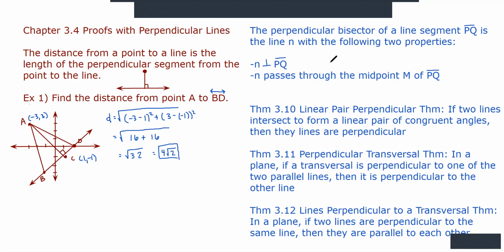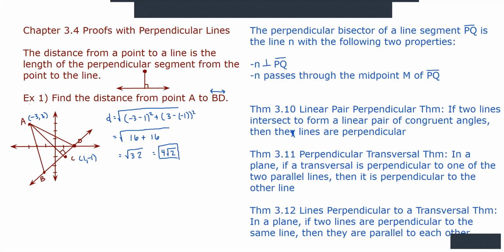Theorem 3.10 is the linear pair perpendicular theorem. If two lines intersect to form a linear pair of congruent angles, then the lines are perpendicular. Theorem 3.11, perpendicular transversal theorem. In a plane, if a transversal is perpendicular to one of the two parallel lines, then it is also perpendicular to the other line. Theorem 3.12, lines perpendicular to a transversal theorem. In a plane, if two lines are perpendicular to the same line, then they are parallel to each other.